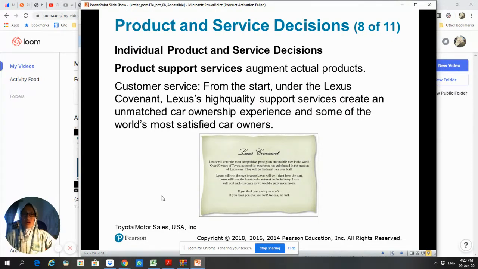Okay, then the decision about product support services. This is very important. Because product support services is a category of augmented products. People sometimes don't think about it. But when they have a problem, the first thing they will think about is how they can find help, any help from a company.